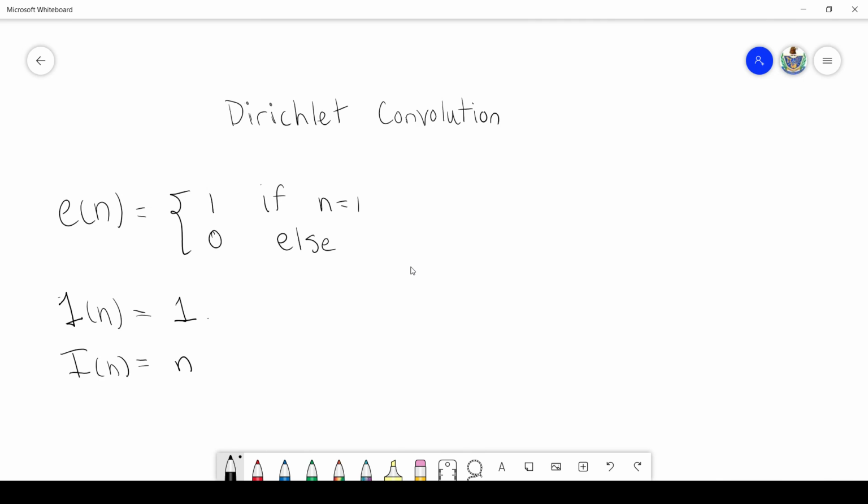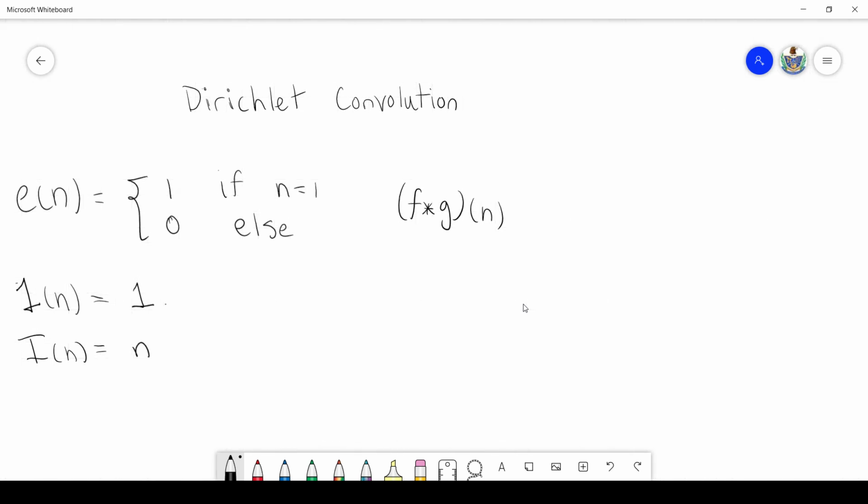So Dirichlet convolution is an operation on the set of arithmetic functions. If we take two arithmetic functions, f and g, we can sort of multiply them by taking the sum over divisors d of n of f of d times g of n over d.